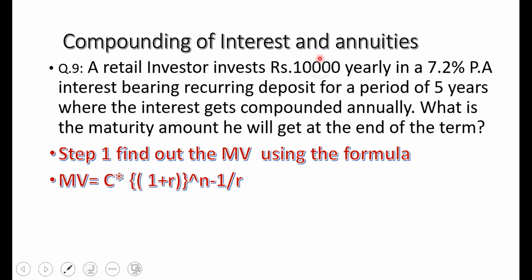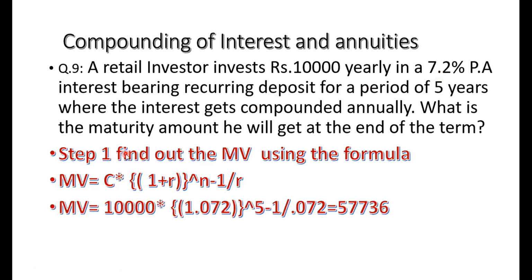Now, he is investing 10,000 per year. How much will you get at the end of the 5th year? Simply apply the formula with 10,000. Literally speaking, the first 10,000 will complete 5 years, the second 10,000 will be there for 4 years, the next 10,000 for 3 years. Instead of calculating like this, they are giving a formula.